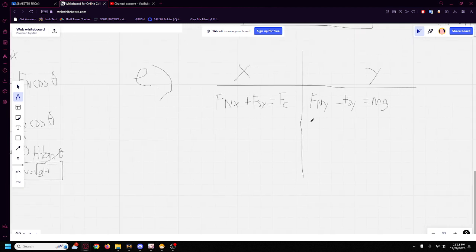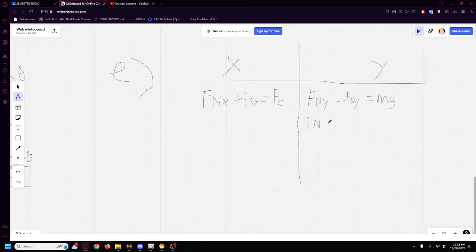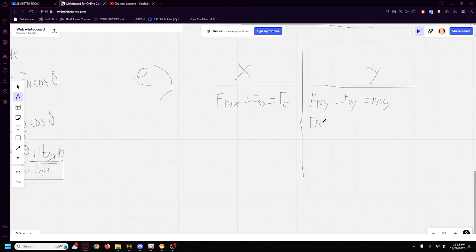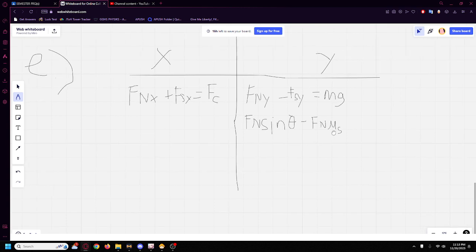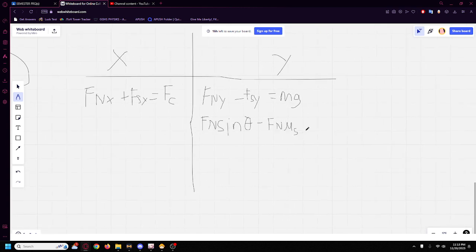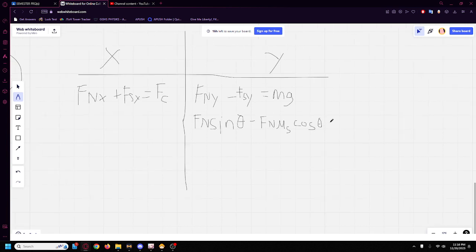So we can simplify this to F_N y, it will be F_N sine theta, minus F_s y, which is the same thing as F_N mu s times cosine theta, because they use a different angle, and that's equal to mg.